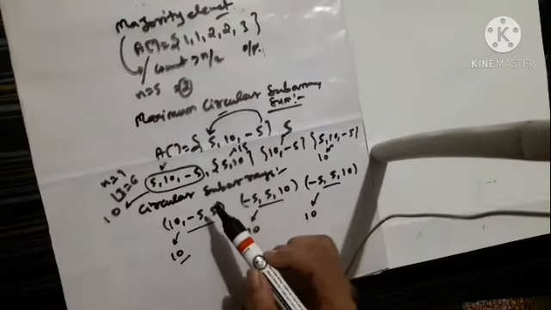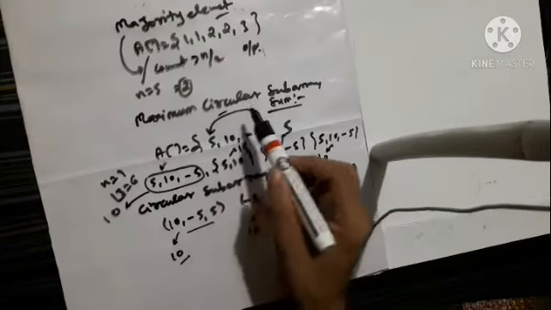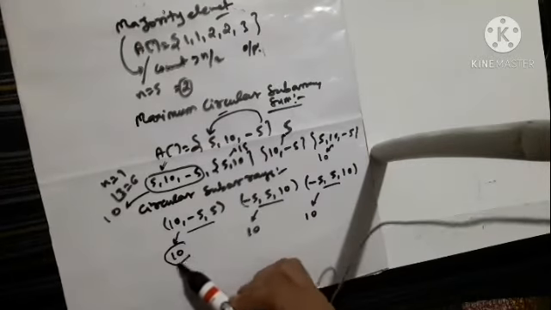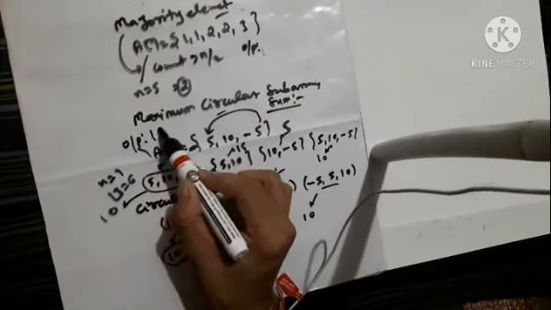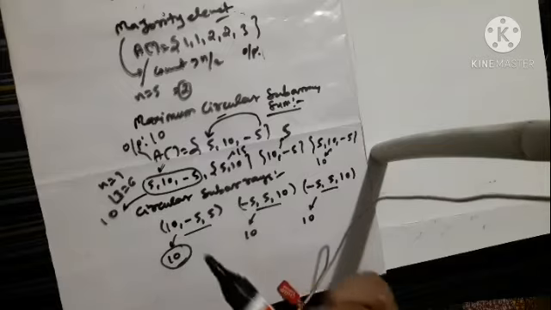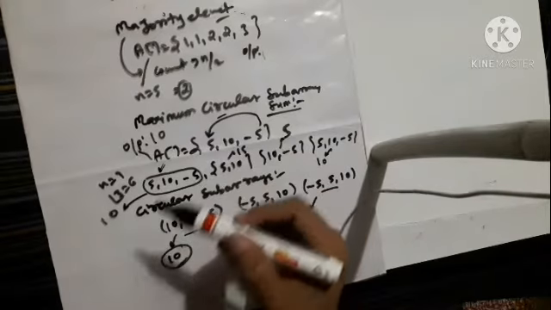So what do we have to return? We have to return the maximum circular subarray sum. That means you have to return 10. That means the output of this program will be 10. Okay, so please think about how we can code this.